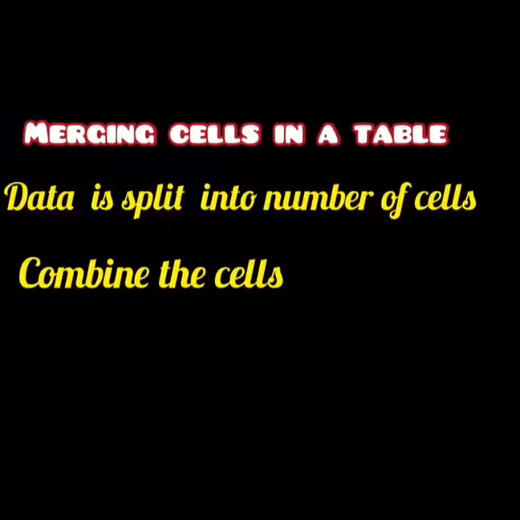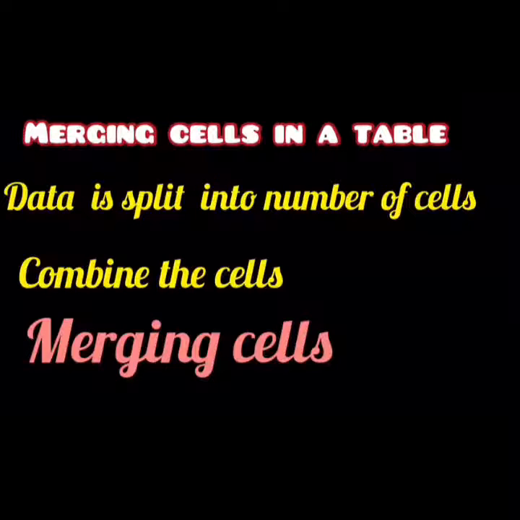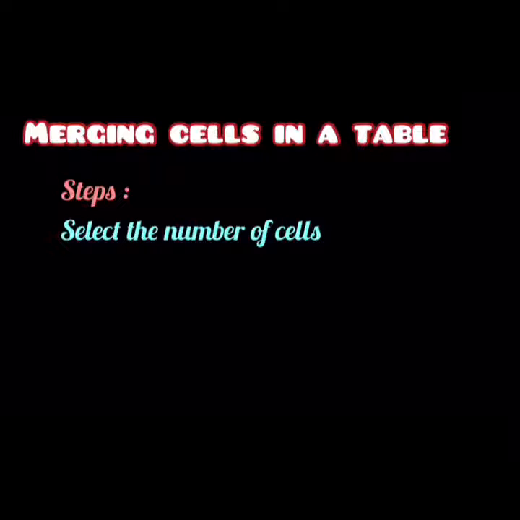Now I want to combine the cells together and make them into one. That process is called merging. Merging means combining a number of cells into one cell. Now how will we do that? What are the steps for that? First I have to select the number of cells to be merged.